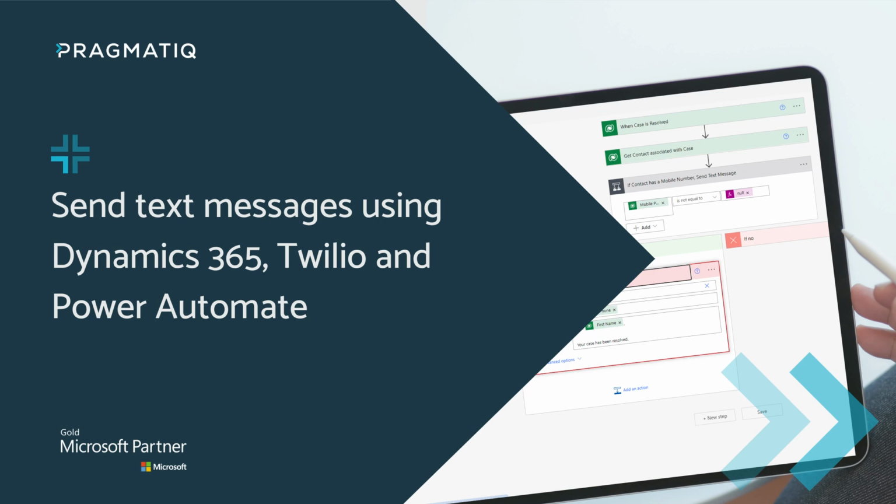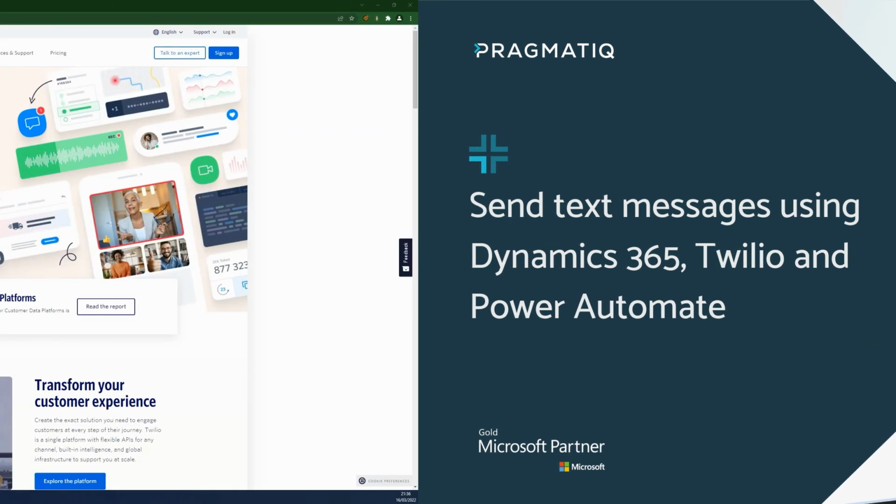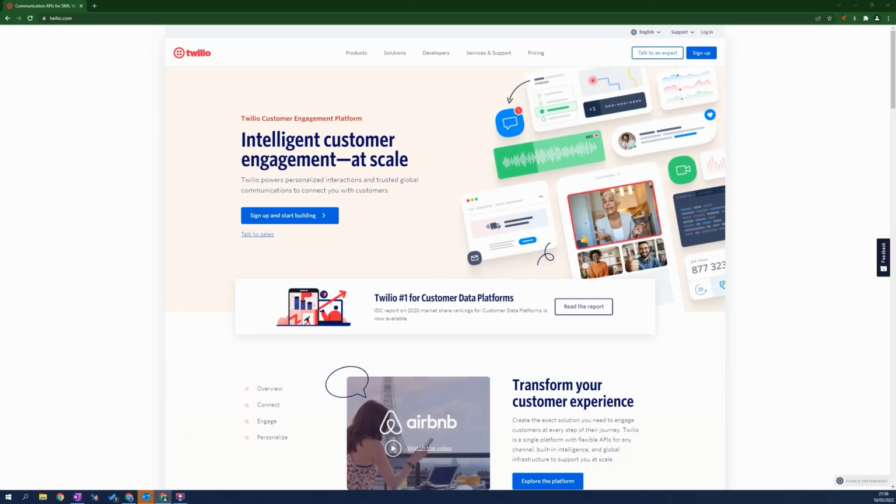In this video today, we're going to show you how you can automatically send text messages to contacts in your Dynamics 365 environment using the Twilio connector for Power Automate. Twilio is a customer engagement platform that allows you to send media to your stakeholders via many different channels, including text message, email, and WhatsApp. This allows you and your business to get personal with your stakeholders by communicating with them via their preferred method.